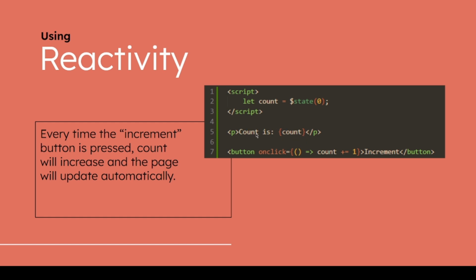So right now that'll say count is 0, but if you click this button, the onClick is set, so it will increment count by 1. So every time that increment button is pressed, the count will increase and the page will update this paragraph tag automatically to reflect the new value in the variable.